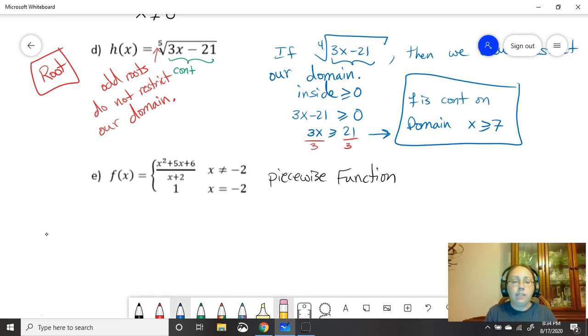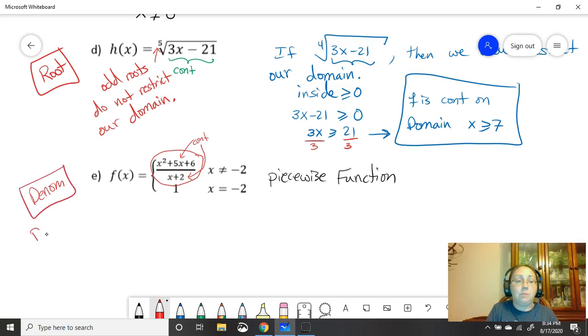Well, let's look at one piece at a time. Is this main piece continuous? Well, on top, we have a polynomial. Polynomial is just linear functions multiplied together. So this polynomial is continuous. On the bottom, we also have a linear function. It's also continuous. The problem is when we divide. Again, we have a denominator. So we have a denominator and we have a piecewise. Two issues that we're dealing with here.